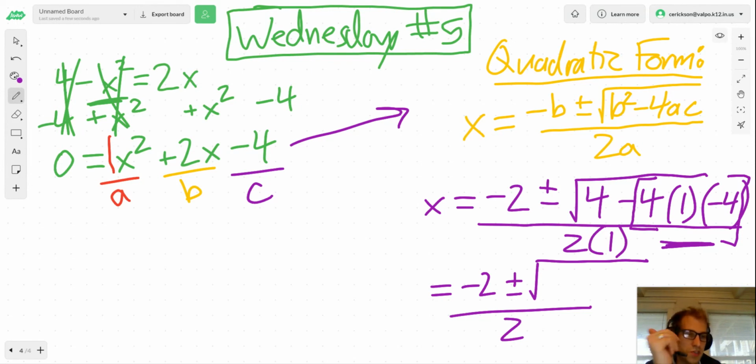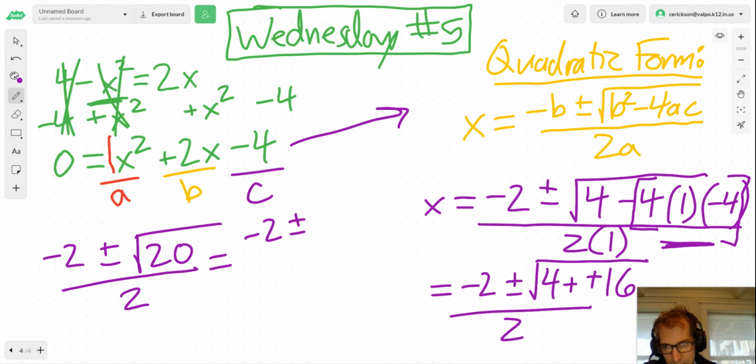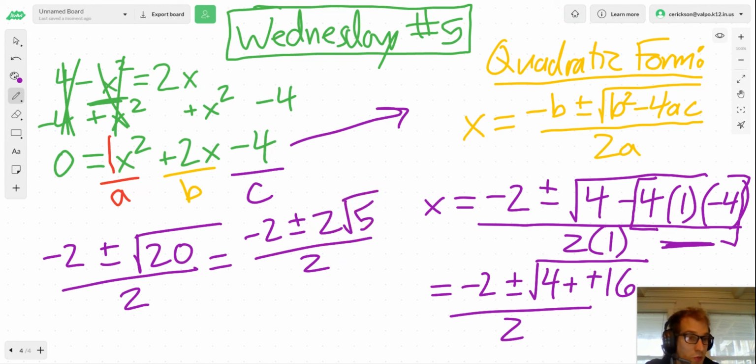So 4 times 1 is 4. 4 times the -4 is -16. So we're doing 4 minus -16, which if you think about, it's actually plussing a positive. We're doing 4 plus 16. Let's move it all over here. We'll have -2 plus or minus, 4 plus 16 would be square root of 20. And if you think about breaking down square root of 20, that would be square root of 4 times square root of 5, with square root of 4 just being 2. So it would be 2 rad 5, which is the same as square root of 20.